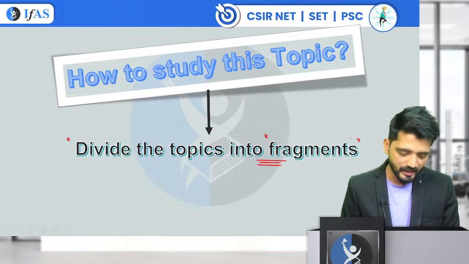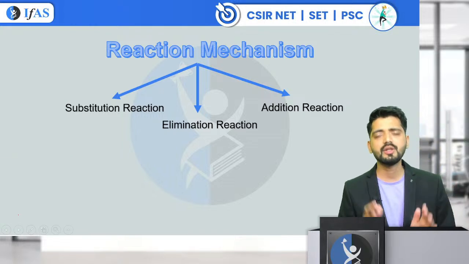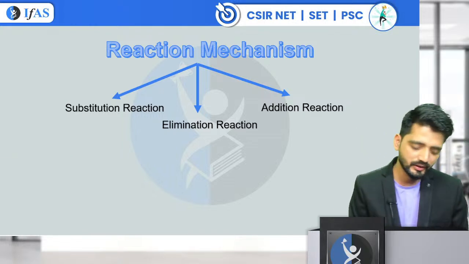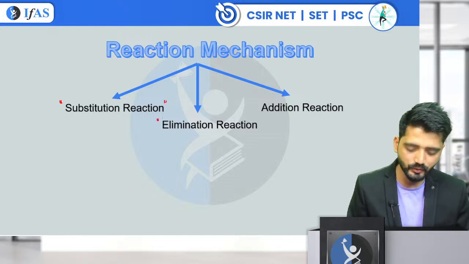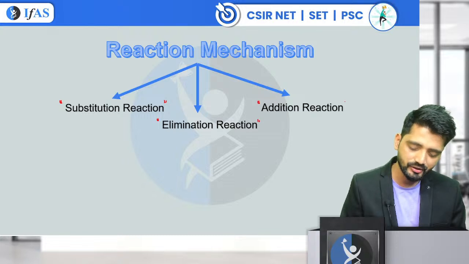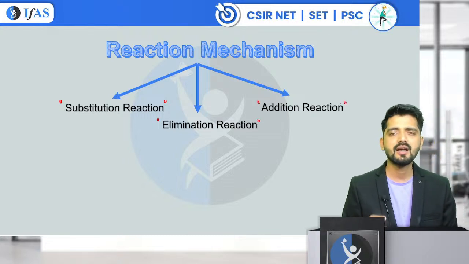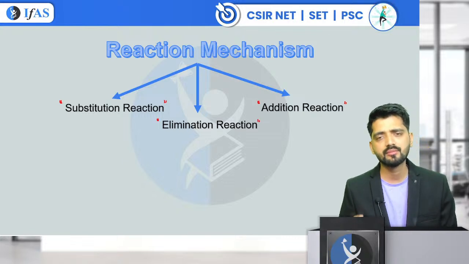For example, I will show you the chart. Reaction mechanism is divided into three basic reactions. The first one is the substitution reaction. The second part is the elimination reaction. And the third part is the addition reactions. These are the three basic pillars of any reaction mechanism topic.